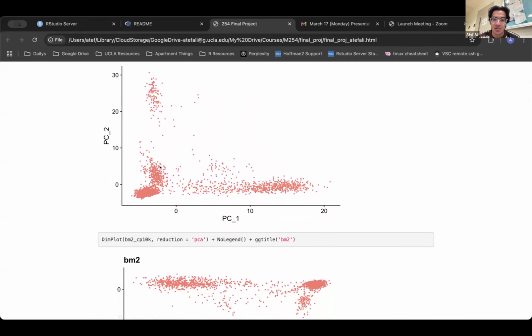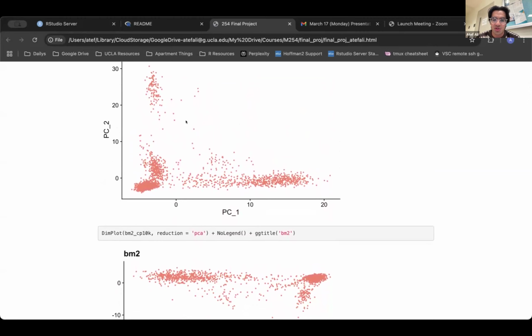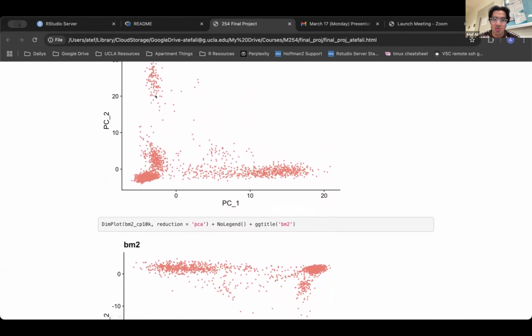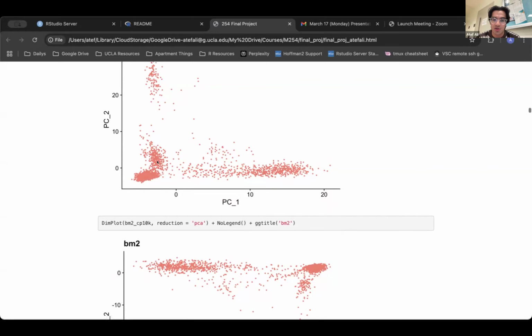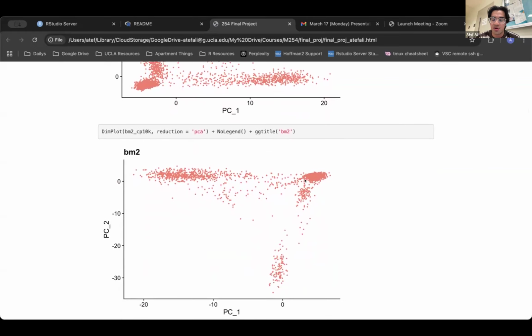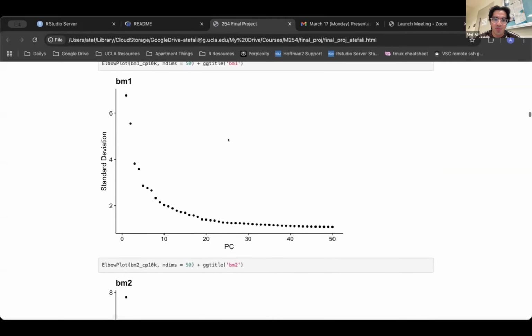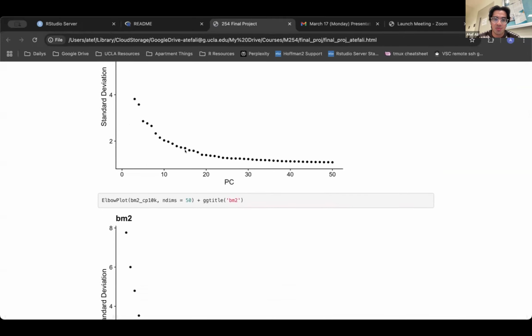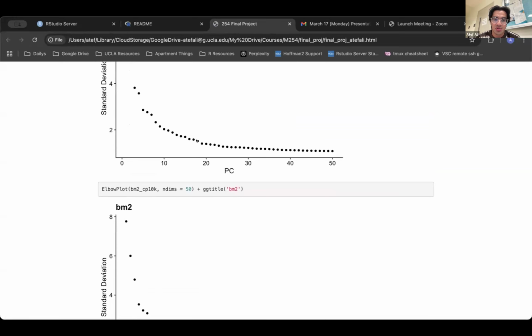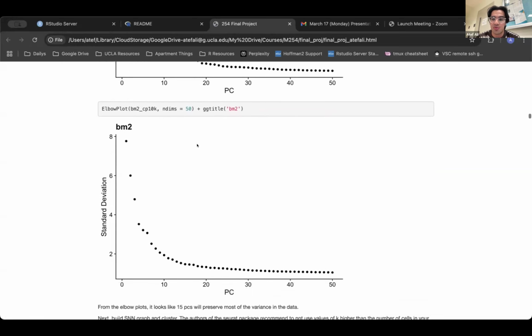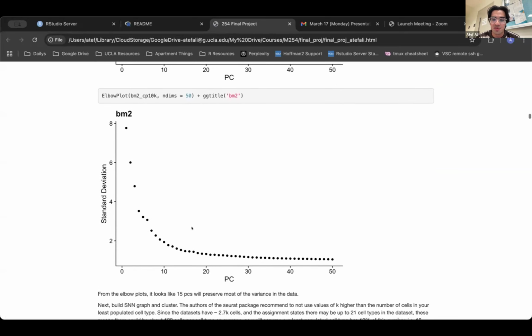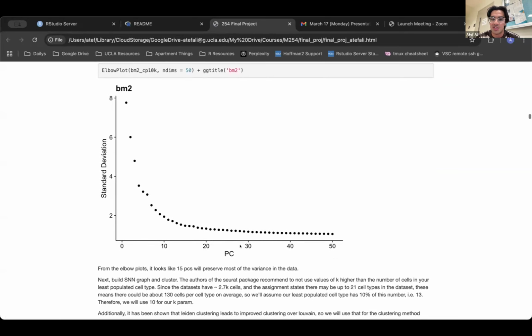As you can see here, it looks like maybe 3 clusters: 1 group of cells here, 1 along PC1, and then 1 in this corner. And similarly for bone marrow data set 2. From the elbow plots, it looked like the variability was starting to plateau around 15 PCs. So I proceeded with using 15 PCs for both data sets to preserve the most variance in the data set.